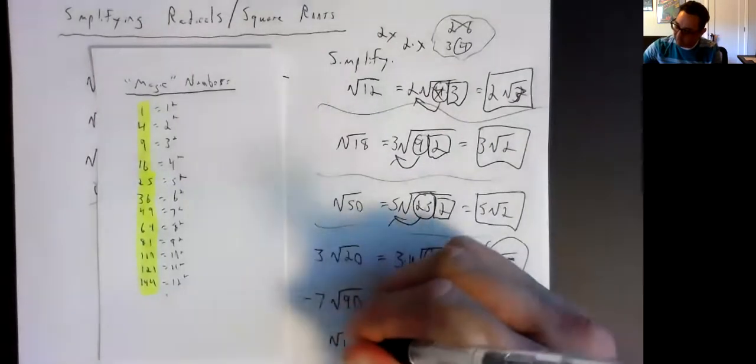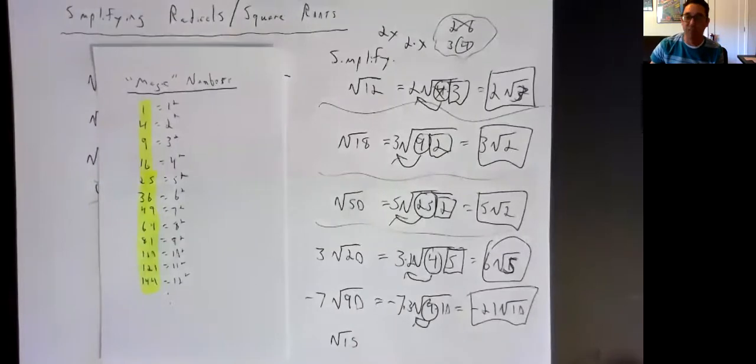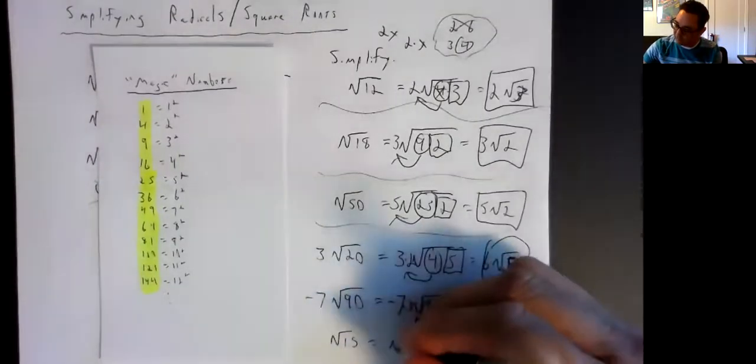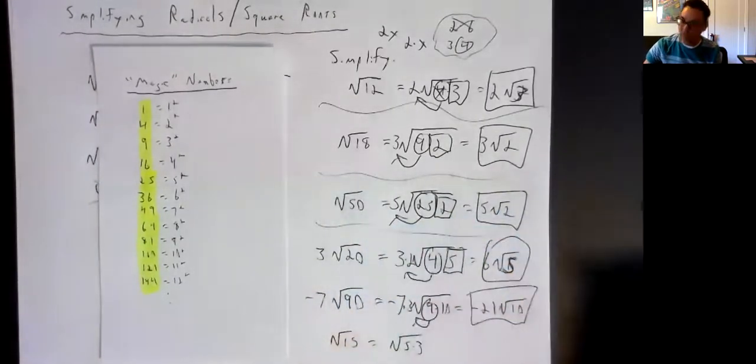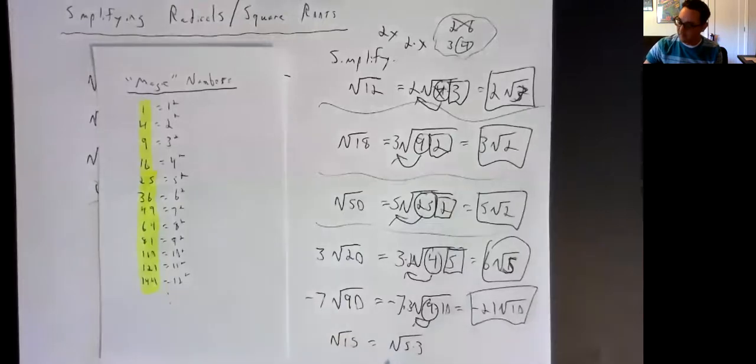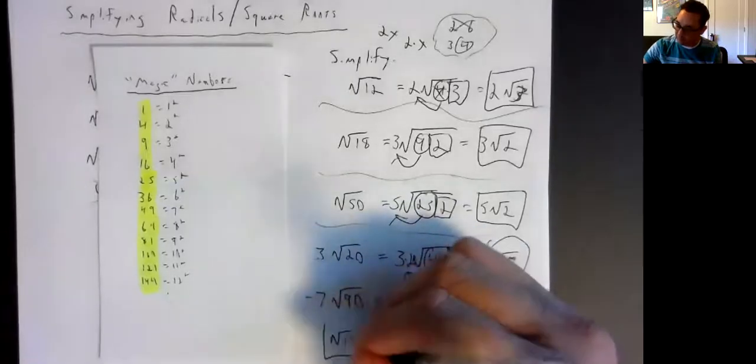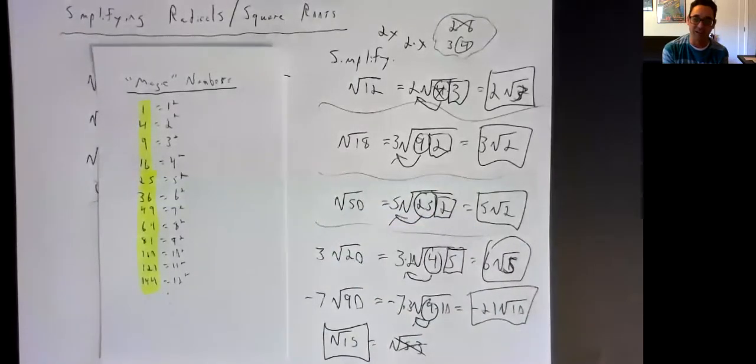Now, what if I asked you to simplify the square root of 15? Well, the only numbers that multiply to 15 are 5 and 3, or 15 and 1, and are either of these numbers magic? And the answer is no. So if there's no magic numbers, it just stays as it is. Trick question. All right, so that can definitely happen.